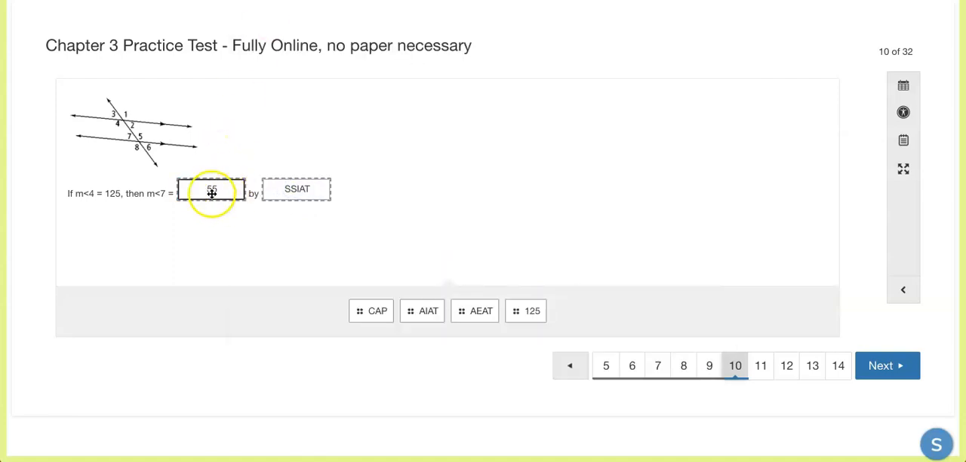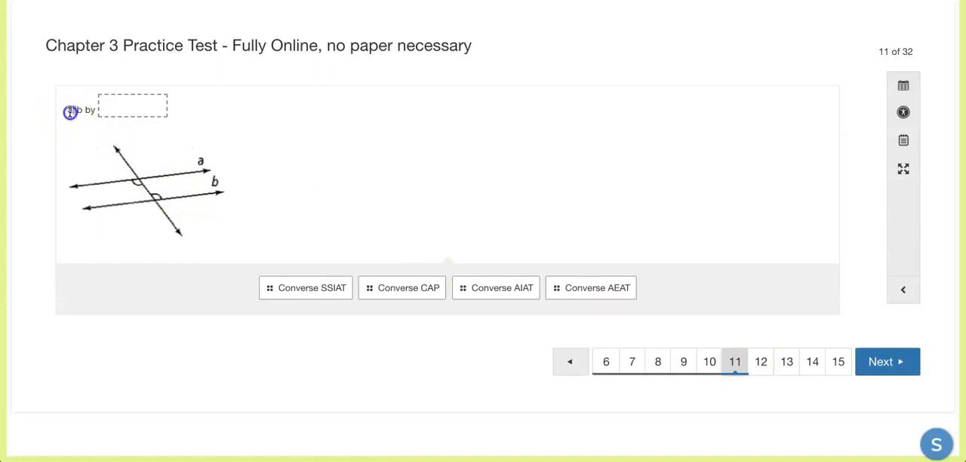55. Because 4 and 7, since they're same side interior, that means they're supplementary, which is where the 55 comes from. Remember, same side interior is the only one that means supplementary. They both start with S.